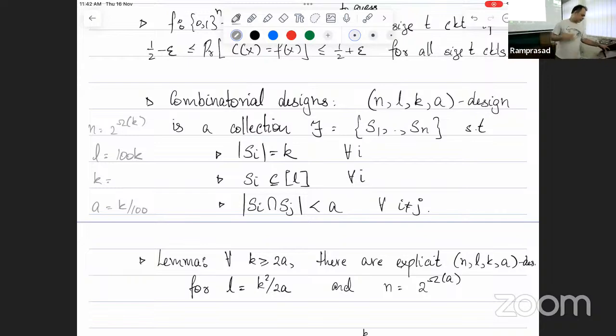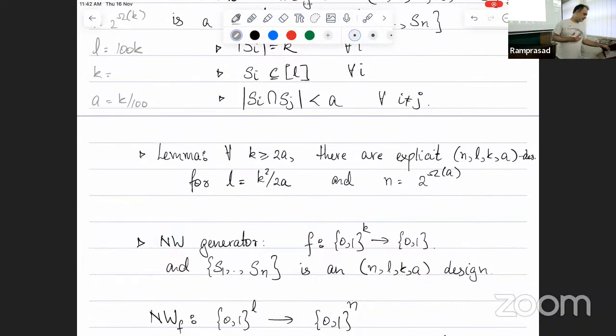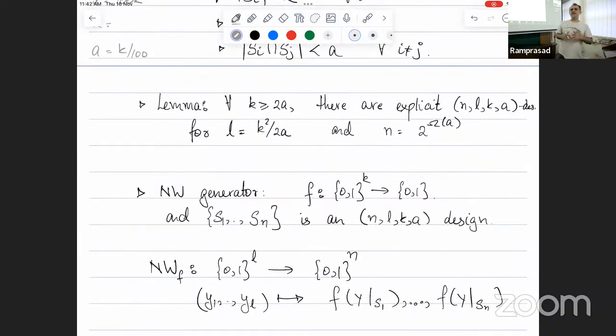And so once we have these designs, there was this notion of building the Nisan-Wigderson generator. The generator is defined based on a function. Someone gives you a function f, which is a k-ary function. It's something that works on k bits. And based on this function and a certain design, S1 through Sn, that is an (n, L, K, A) design, you can define this generator, which I'll call NW subscript f, which is as follows. The generator now has a seed length L, which was the universe size of the design.